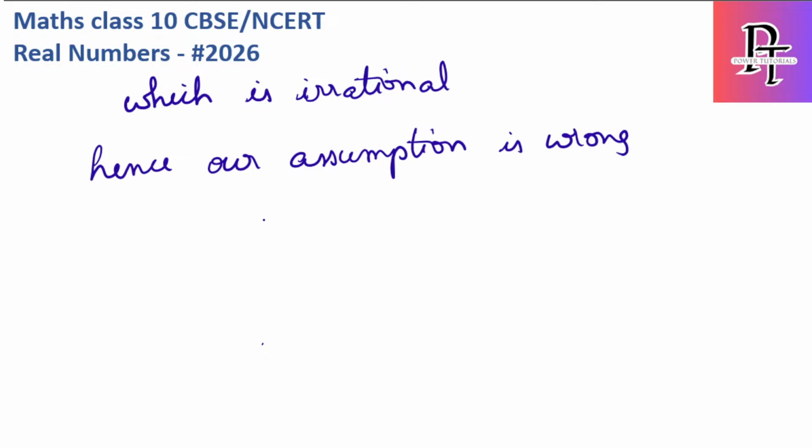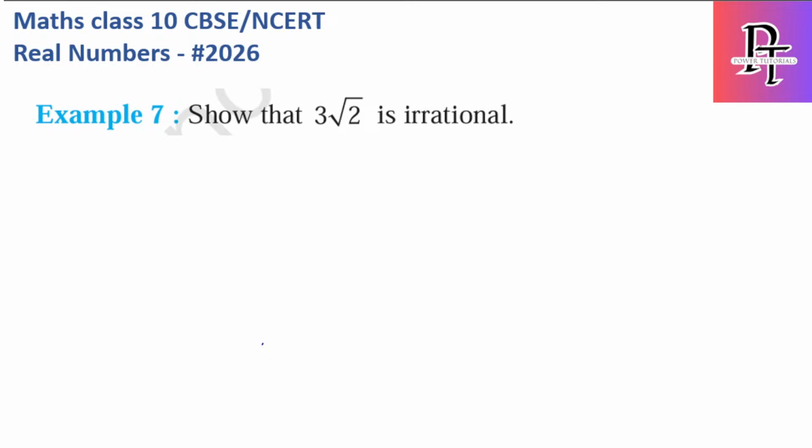Okay, so this is a direct question. So simply I can say 5 minus root 3 is irrational. But if they ask for a 4 marks question, you have to prove that root 3 is irrational, and then we have to say this. Okay, let's move to the next question. Prove 3 root 2 is irrational.